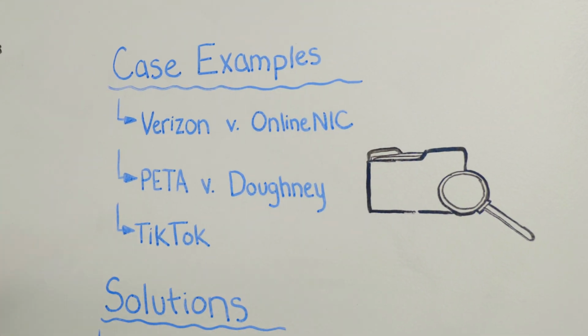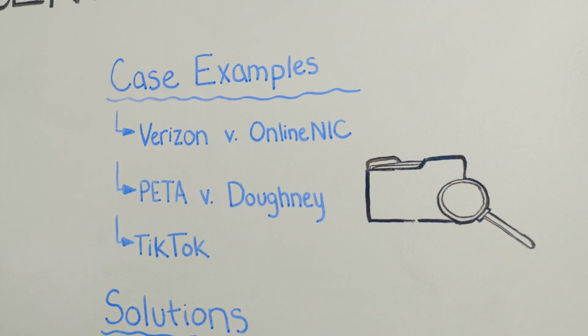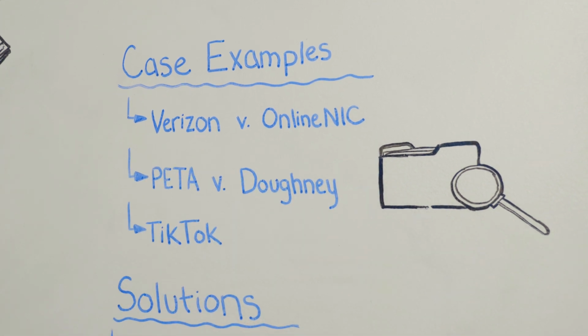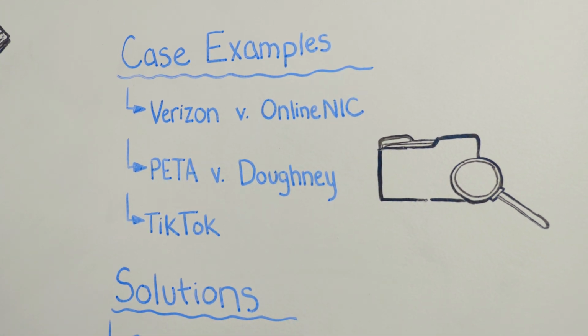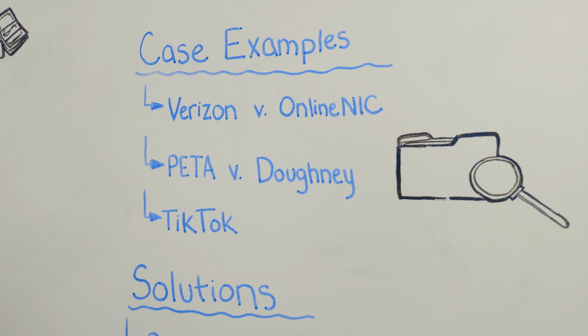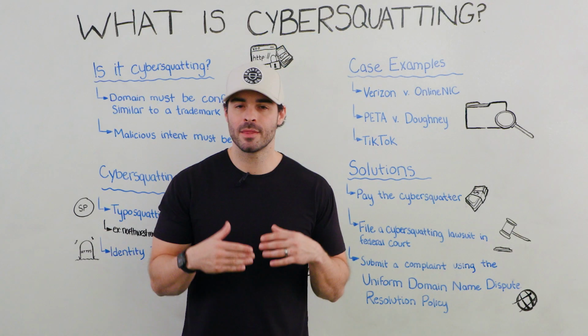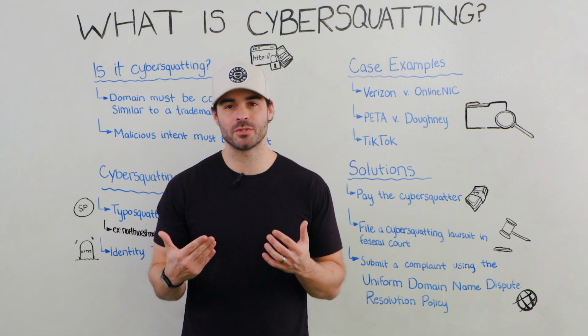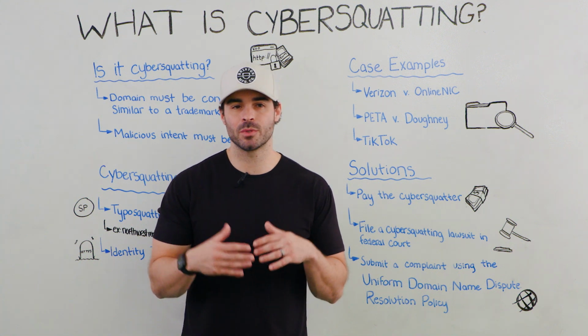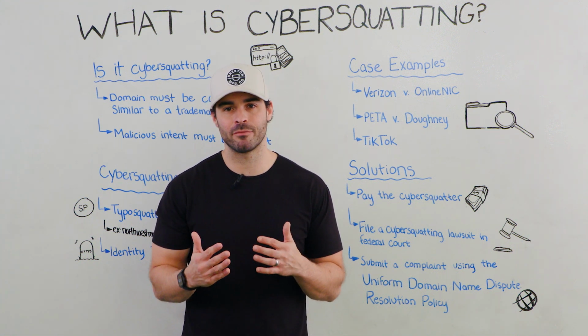So let's take a look at some case examples. The first one we're going to look at is Verizon versus OnlineNIC. Verizon sued OnlineNIC, which had registered 663 domain names that were surprisingly similar to various Verizon trademarks. OnlineNIC was found to have registered the domains in bad faith.